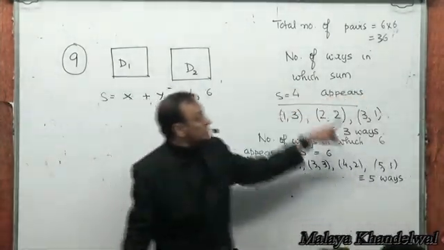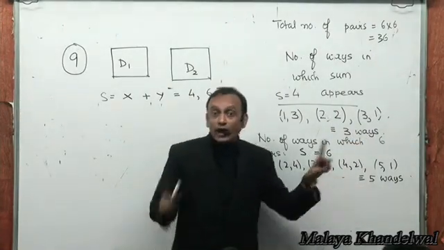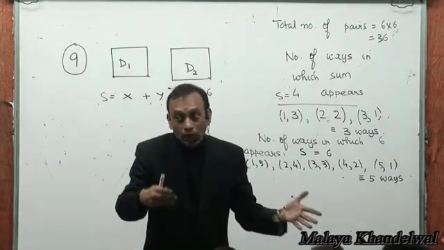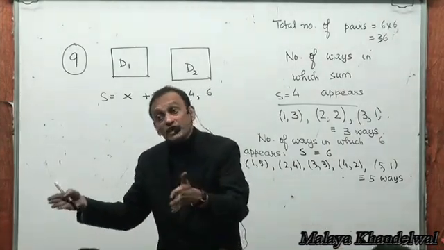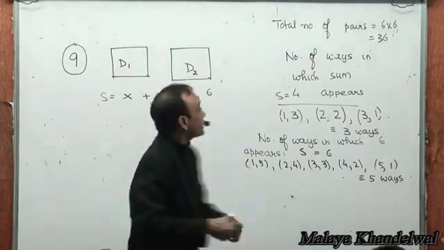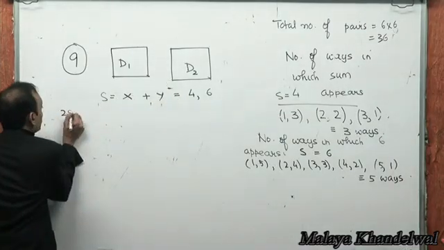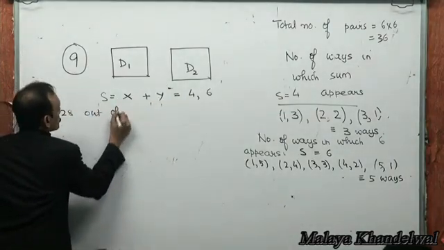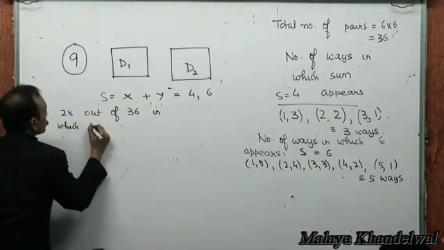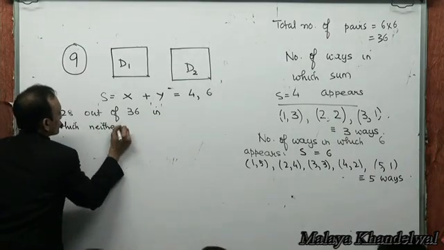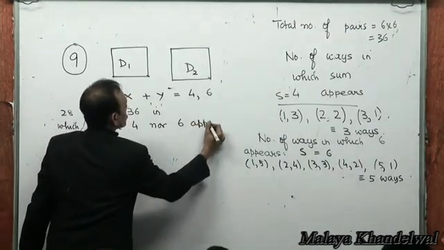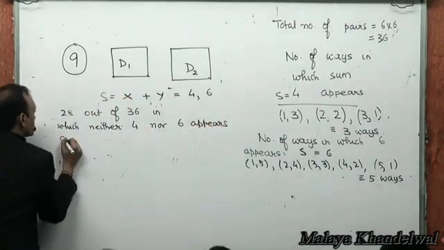Isn't it? Out of 36, 3 plus 5, 8 will be the number of ways in which either a 4 or a 6 appears. Therefore, 36 minus 8, which is 28, would be the number of ways in which neither a sum 4 nor a sum 6 appears, right? So, 28 out of 36 in which neither 4 nor 6 appears as a sum.